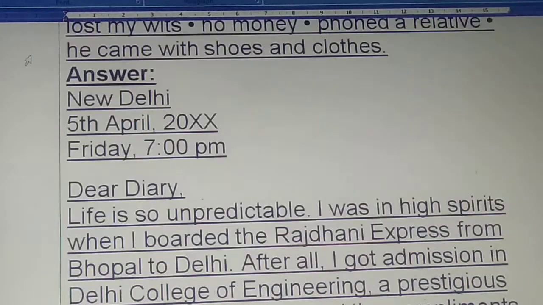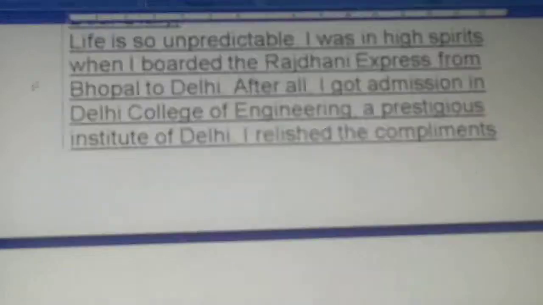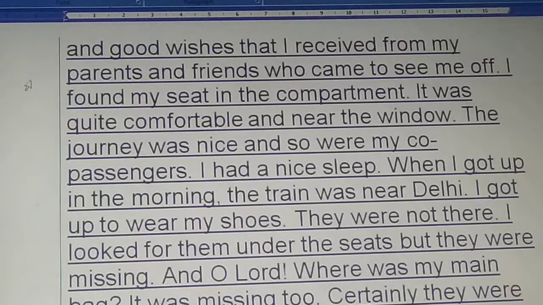Look at the answer there. So that's how you are supposed to write the answer. Place, date, time. Very important, dear diary. Life is so unpredictable. I was in high spirits when I boarded the Rajdhani Express from Bhopal to Delhi. After all, I got admission in Delhi College of Engineering, a prestigious institute of Delhi. I relished the compliments and good wishes that I received from my parents and friends who came to see me off. I found my seat in the compartment.